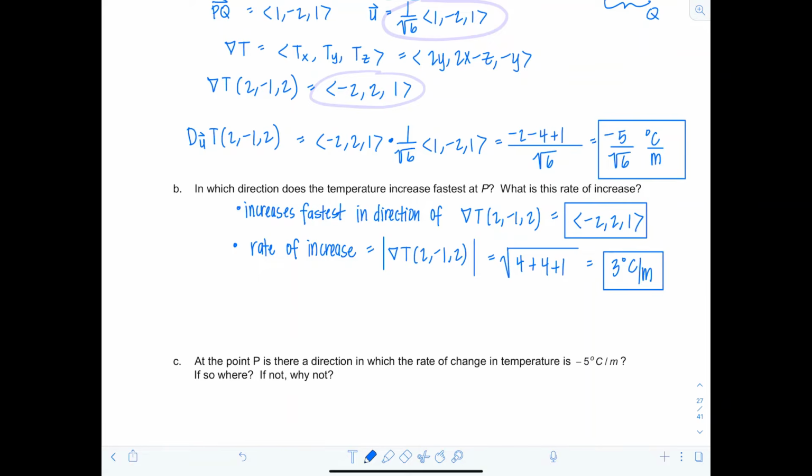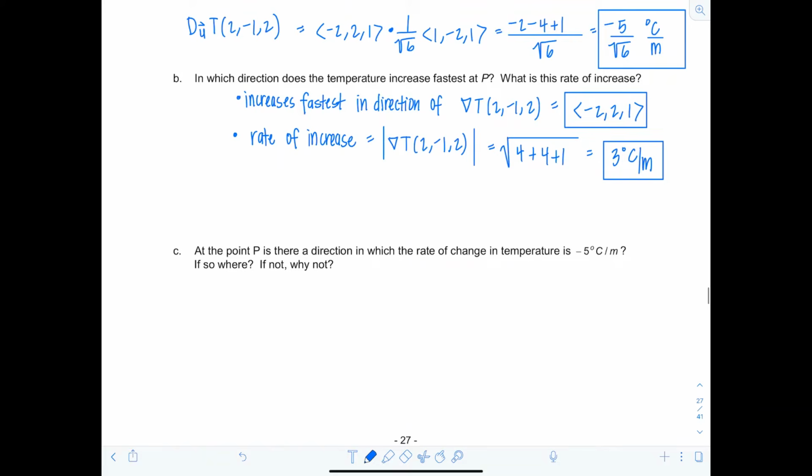Now, part C asks an interesting follow-up. At the point P, is there a direction in which the rate of change in temperature is negative 5 degrees Celsius per meter? If so, where? And if not, why not? Well, remember, since I know the max rate of increase is 3, that also means that the max rate of decrease is going to be negative 3, and that occurs when u is in the opposite direction of the gradient. So that means, no, negative 5 degrees Celsius per meter is not possible.